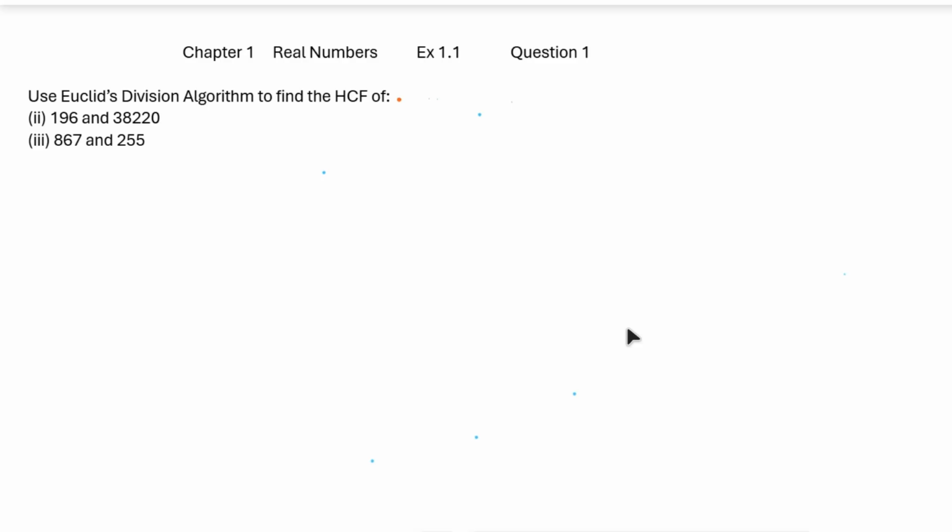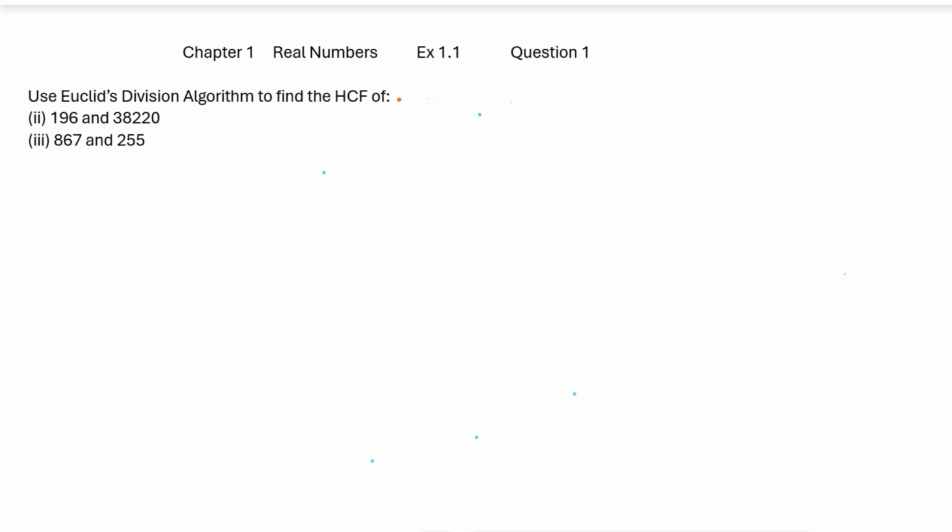In last class, we have already covered first question of real number exercise 1.1. Now we are going to take second question. So in second question, we need to find Euclid's division algorithm. Actually we need to find the HCF using Euclid's division algorithm.